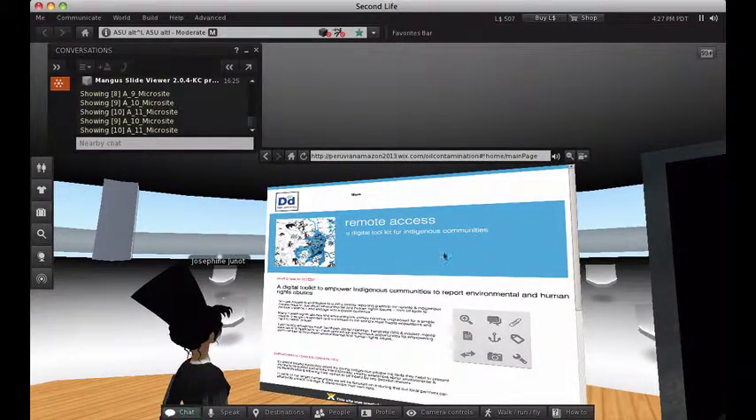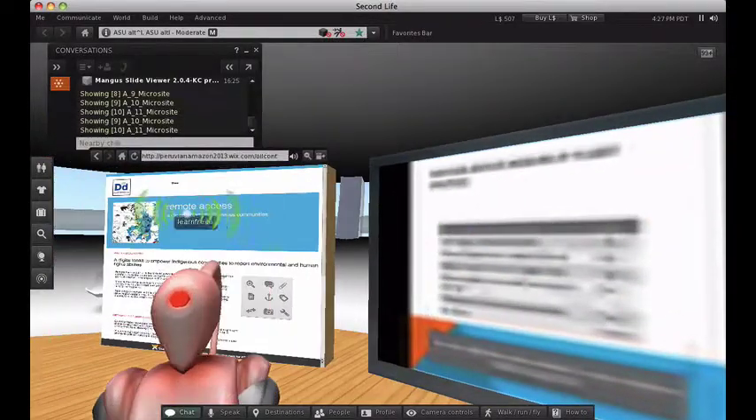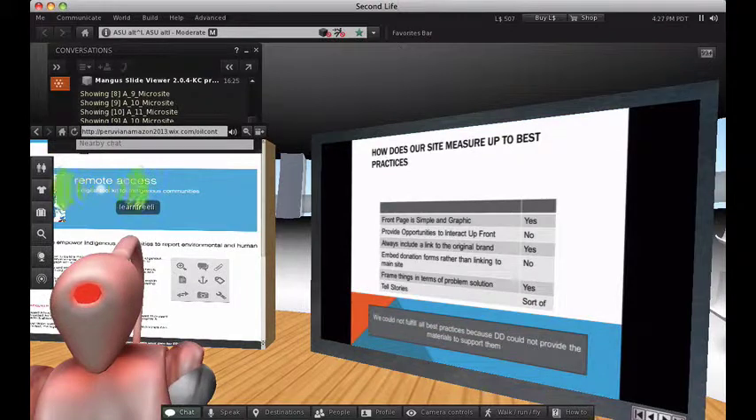So how does our site measure up to the best practices for microsites that are linked to major home pages and major websites?